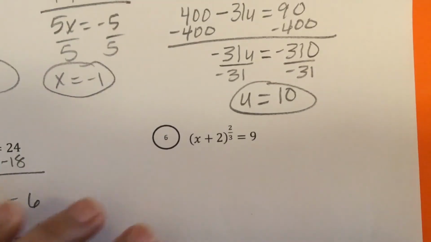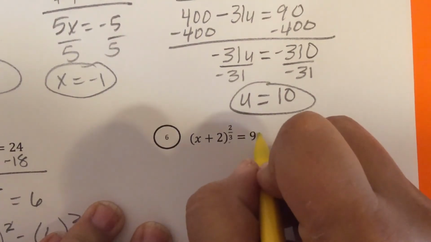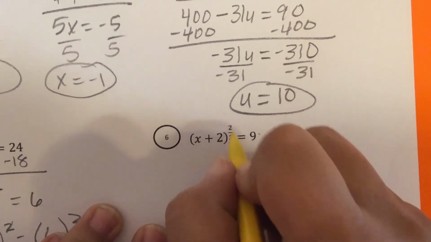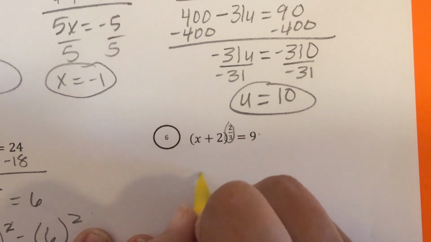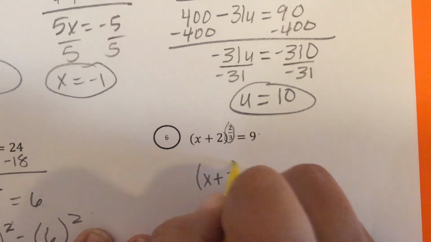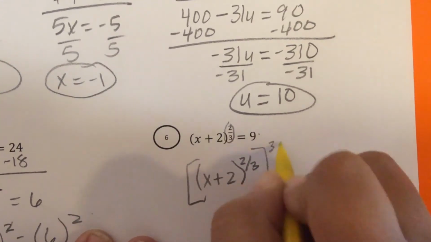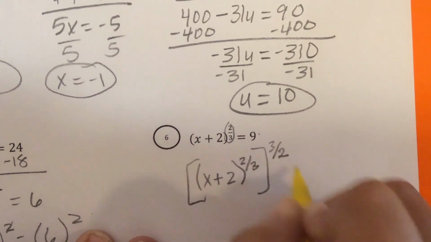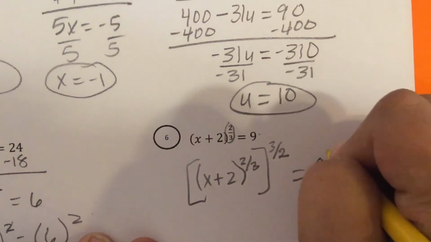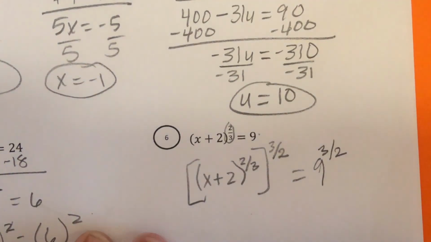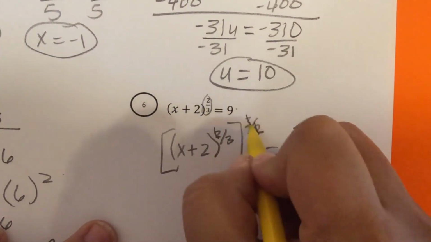Okay. The last one over here is you have x plus 2 to the 2/3 is equal to 9. So what we need to do is we're going to take this power and do the reciprocal. So we're going to do x plus 2 to the 2/3, but we're going to take it to the 3/2. So we do the reciprocal. And whatever we do to one side, we have to do it to the other side. So that's 9 to the 3/2.